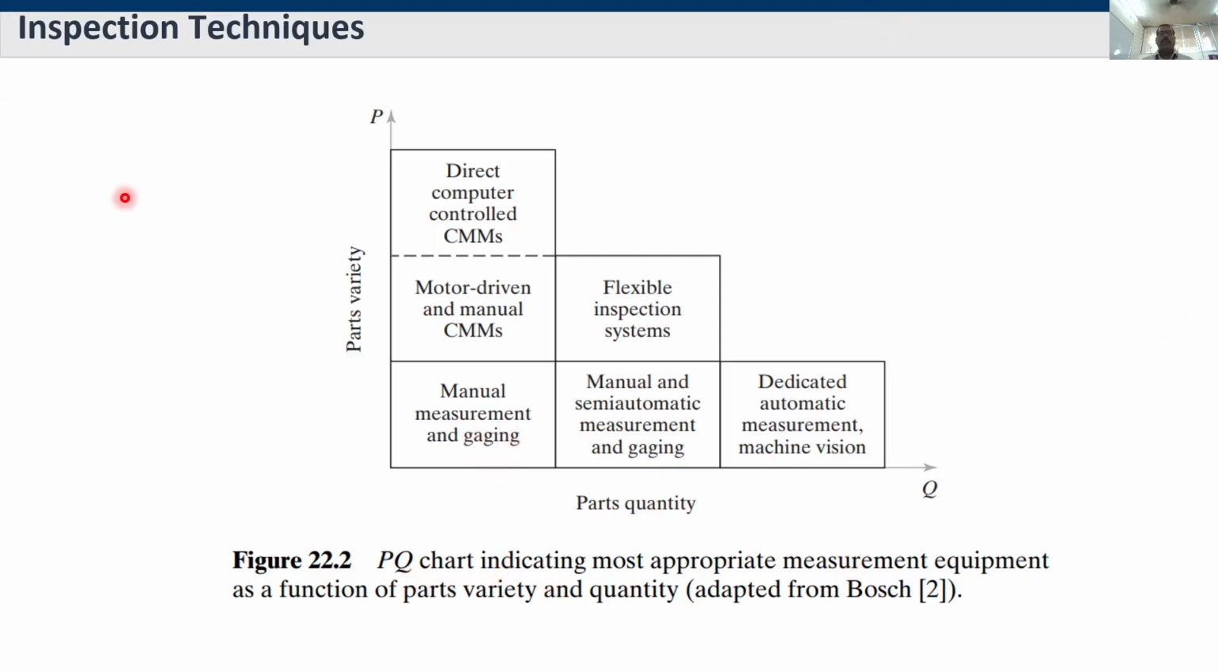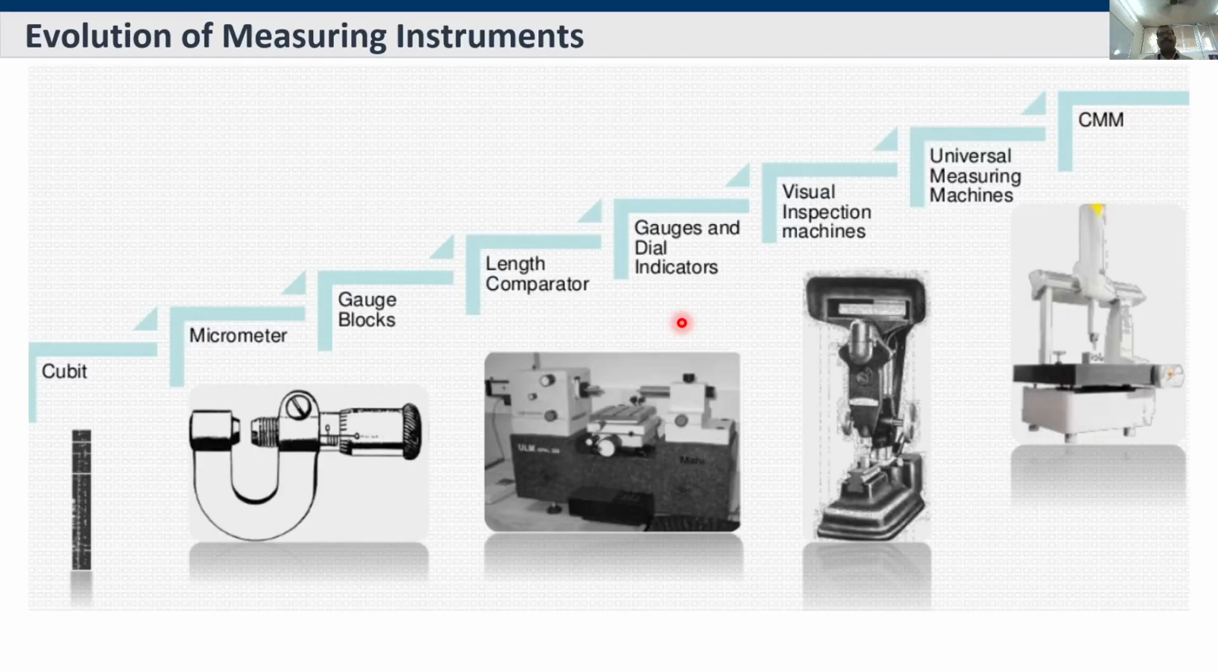So these are all the overall inspection techniques. But if you have a mixed variety and mixed quantity, you have to go with flexible inspection. Sometimes you can use CMM, sometimes you can use semi-automatic type. It depends on what features are available and how many components. So you can't say it's high variety or high volume. It is in the mid range, so we have to use both CMM and semi-automatic type gauging systems. So this is all about inspection techniques.